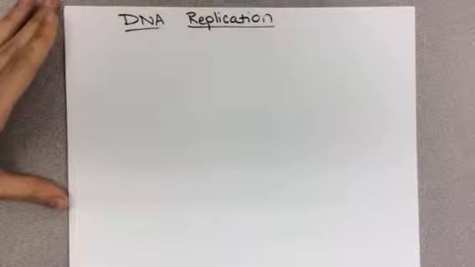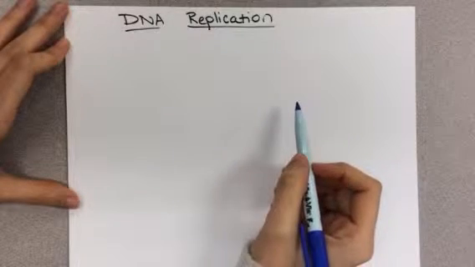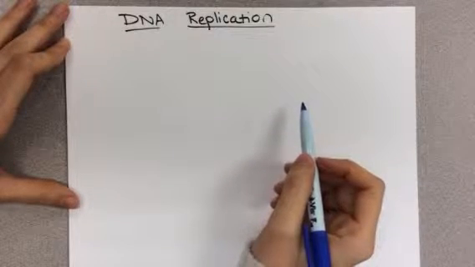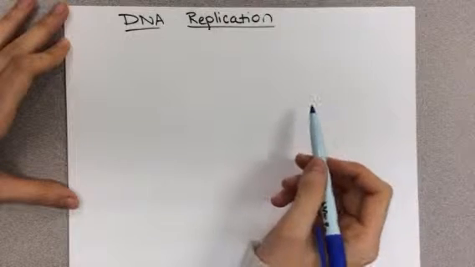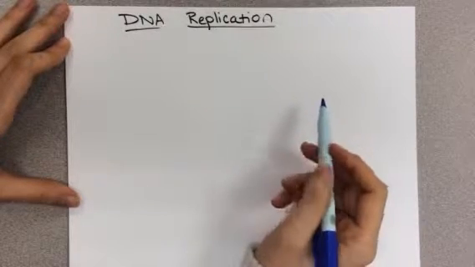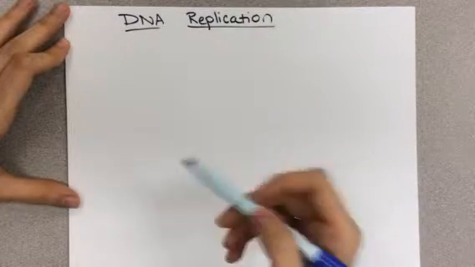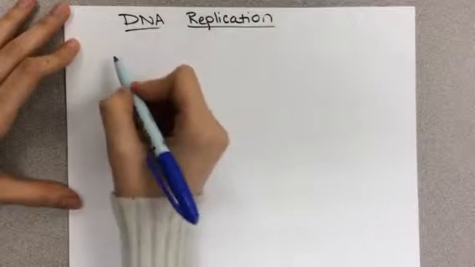DNA replication is the process by which we make more DNA. We always need to make more DNA, especially when our cells are dividing, because every single time a cell divides, each of the new cells needs a copy of the DNA. So I'm going to draw a simplified version of how DNA replication occurs.